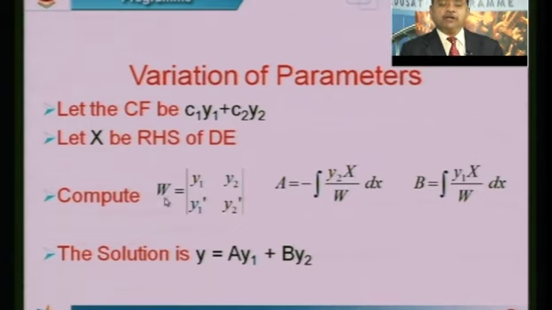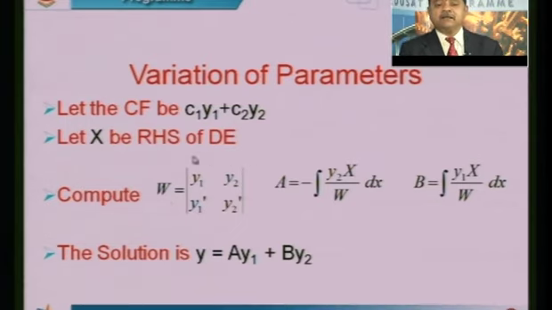Compute W, a, b. W is a 2 by 2 determinant, a is an integral, b is also an integral. Values are available, y1, y2 is in CF, W here you are calculating, capital X is the right hand side. Then the solution of differential equation is a y1 plus b y2.